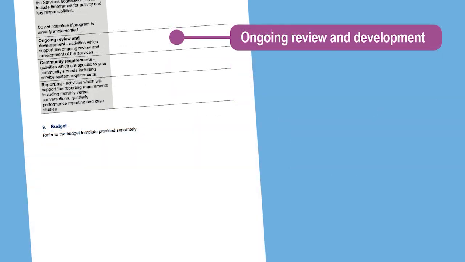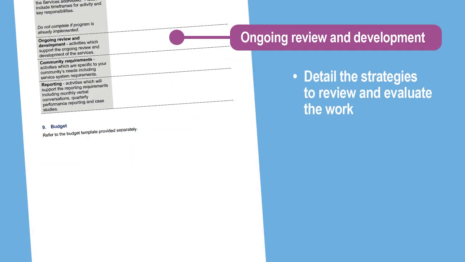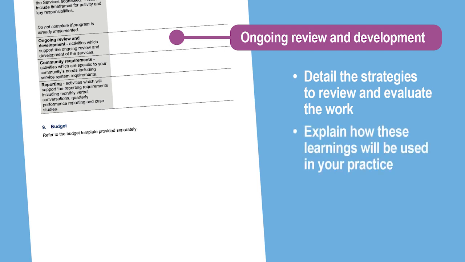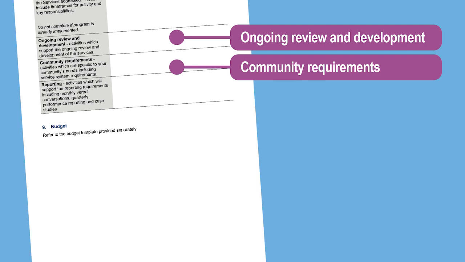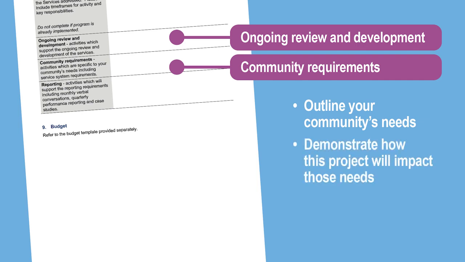Ongoing review and development is where you can detail the strategies you will be implementing to review and evaluate the work that is being undertaken, and to further explain how these learnings will be utilised within the context of your practice. The community requirements section is your opportunity to clearly outline your community's needs or situation and demonstrate how this project will impact. Please include data and scoping when detailing this area.